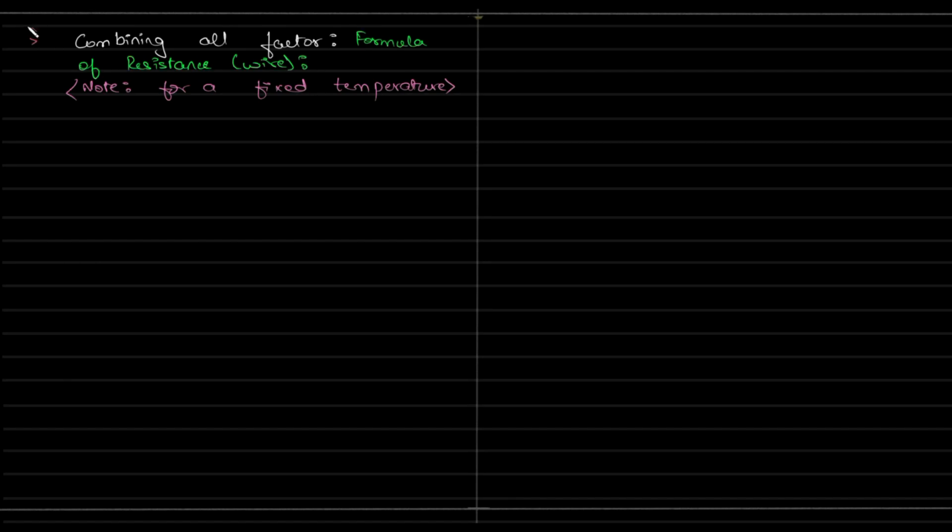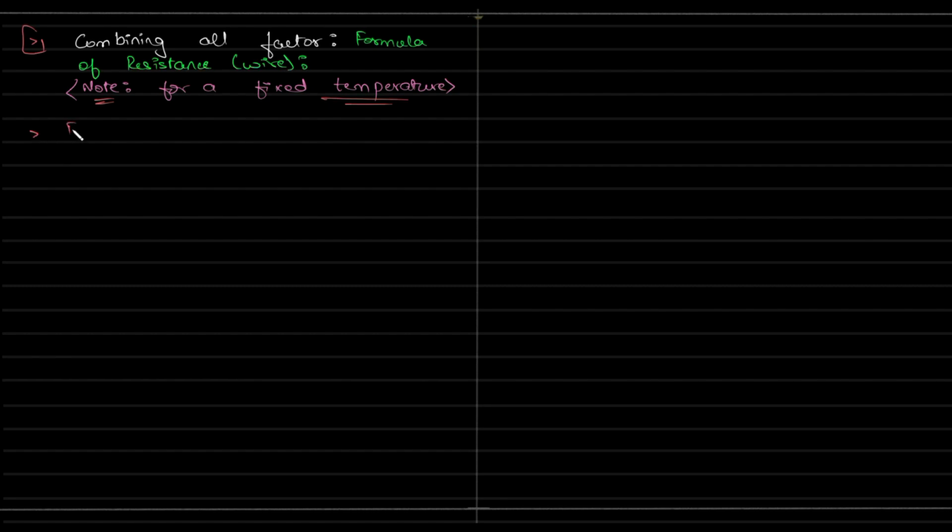Finally, we will be looking at the formula that gives the resistance of a given wire. We have to make a small note that it is for fixed temperature. With variation of temperature, the resistivity and the behavior changes. So, the resistance will also actually change with change in temperature, but that we are not taking into account. We are fixing the temperature.